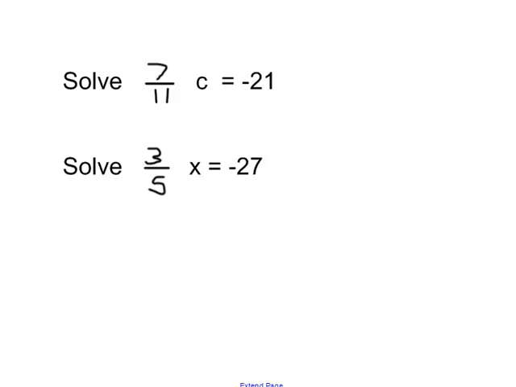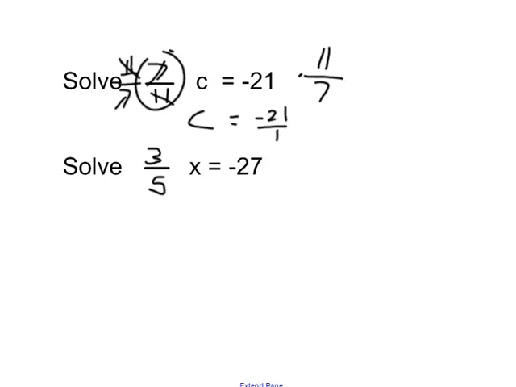Similar ideas, similar problems here, a little bit more complicated because now we're multiplying rather than subtracting. So I'm going to multiply both sides by the reciprocal of this fraction. Multiply both sides by 11/7, 11 over 7, on both sides. I do that because these two 11s will cancel, these two 7s will cancel, leaving just C, and it's equal to a negative 21 over 1 times 11 over 7.